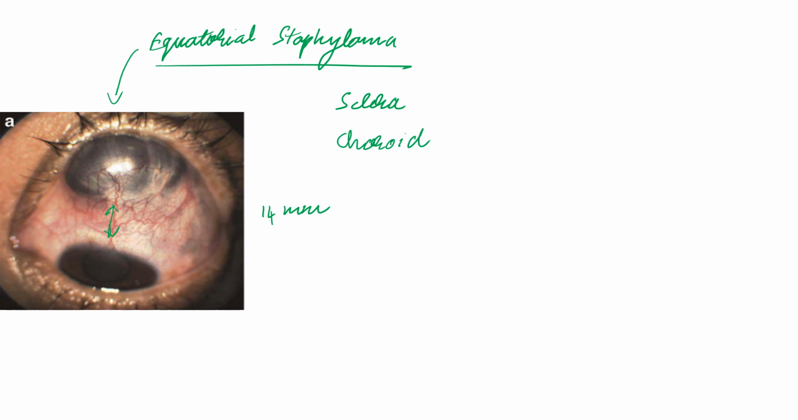The causes of equatorial staphyloma include scleritis, degenerative myopia, and chronic uncontrolled glaucoma.